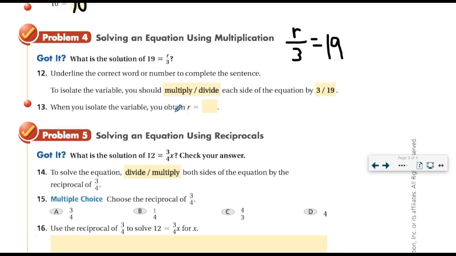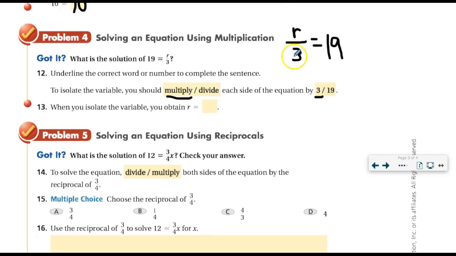Underline the correct word or number to complete the sentence. To isolate the variable, what should I do? Well, again, that kind of looks like a fraction, doesn't it? A fraction indicates division, which means I should multiply. Question is, what do I multiply by? Well, the rule was always do the inverse of what is with the variable. So the 3 is with the variable, which means I'm going to multiply each side by 3.